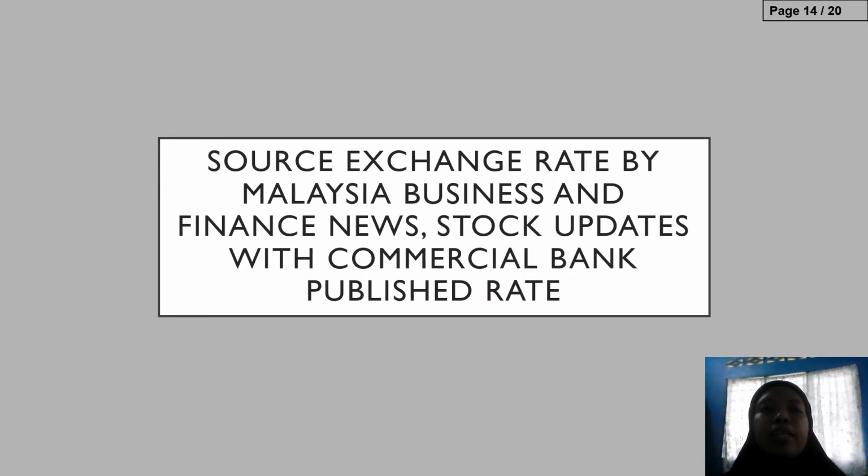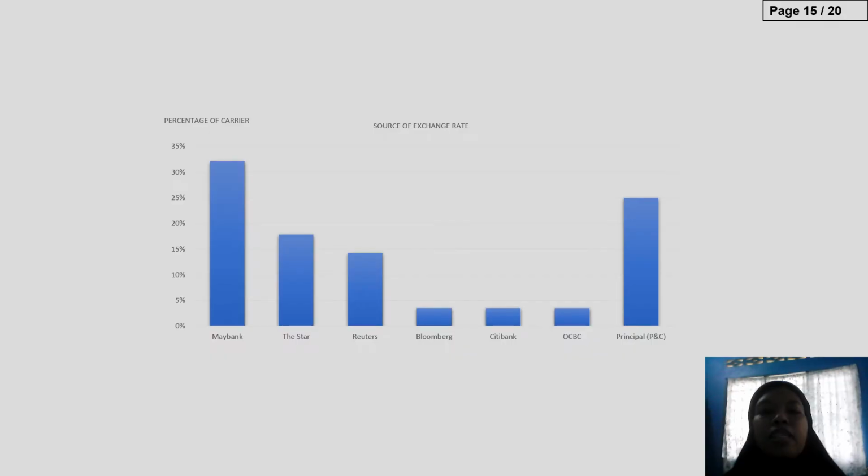Source of exchange rate: Malaysia business and finance news stock updates with the commercial bank published rate. Basically, many carriers will choose my bank for the source of exchange rate, following the principle: The Star, Reuters, Bloomberg, Citibank, and OCBC.